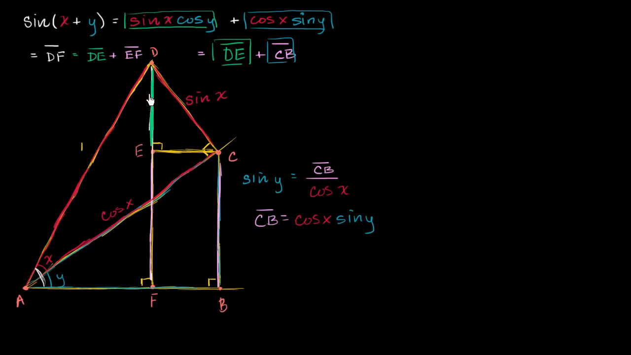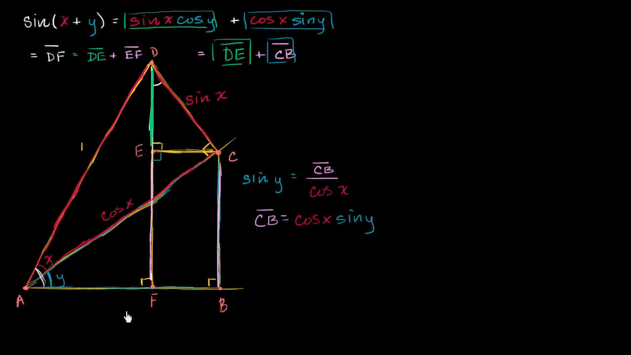Now, what angle would be useful? Well, somehow we could figure out this angle up here, or maybe this angle. Well, let's see if we could figure out this angle. If we could figure out this angle, then DE we could express in terms of this angle and sine of x. Let's see if we can figure out that angle. So we know this is angle y over here, and we also know that this is a right angle.